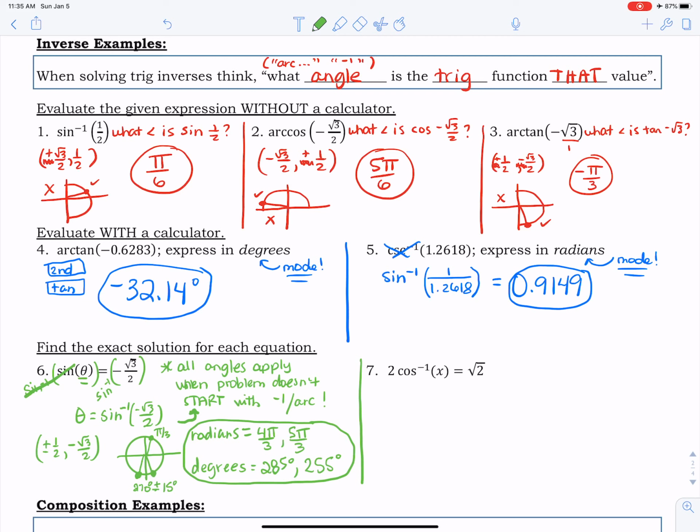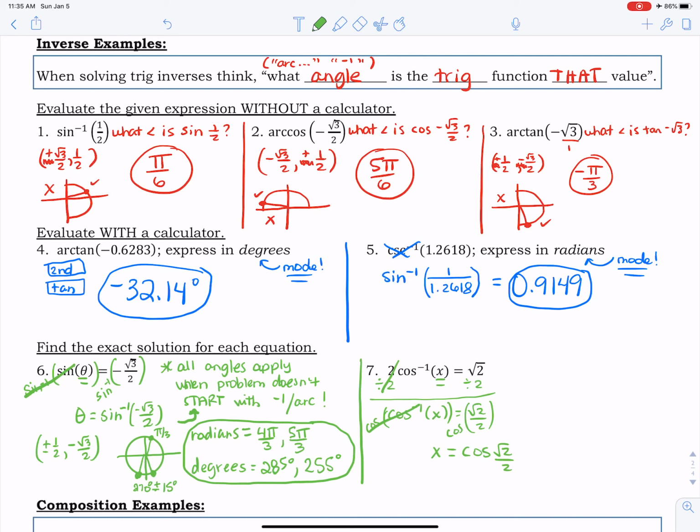Now let's do number 2. Same situation. We've got to get x by itself, so we want to divide both sides by 2. That goes away. And so this is cosine inverse of x equals square root of 2 over 2. Well, we want to get rid of that cosine inverse. You're just doing the cosine, because the inverse of cosine inverse is cosine. Those go away. So x equals cosine of square root of 2 over 2.